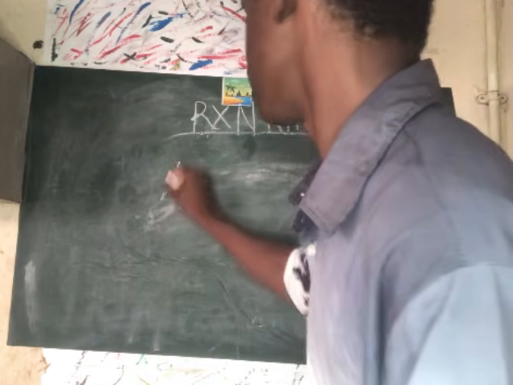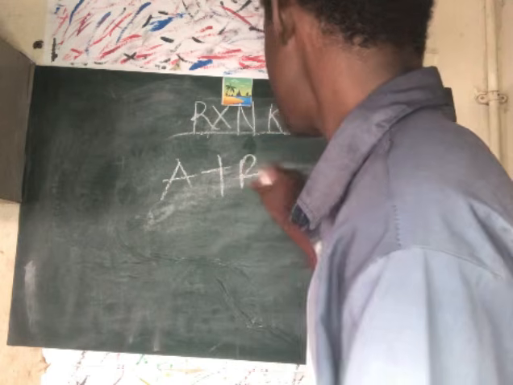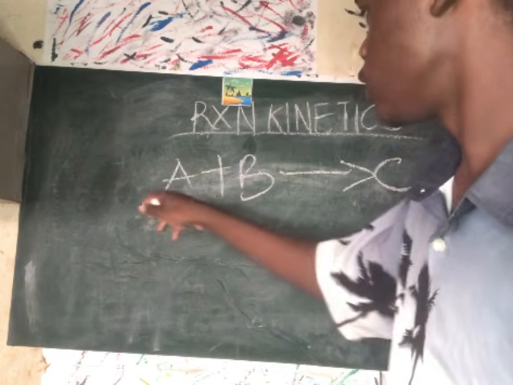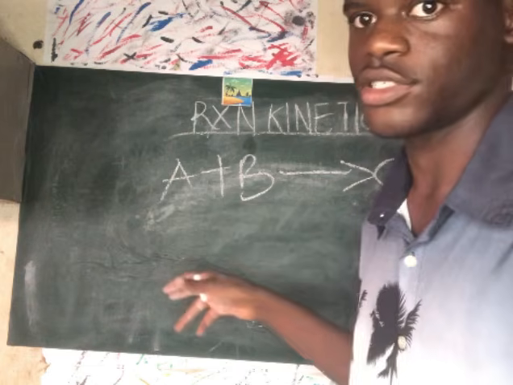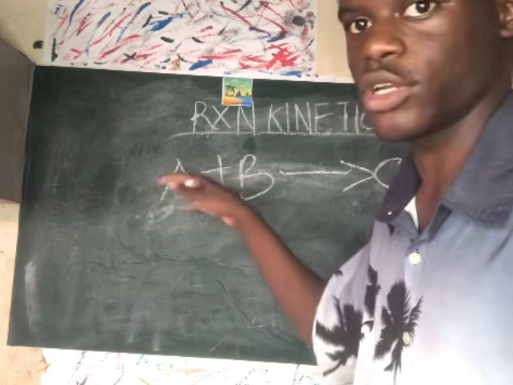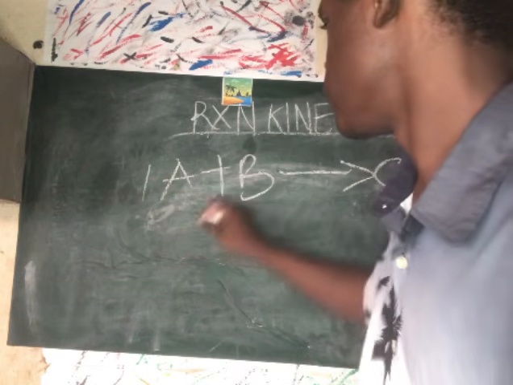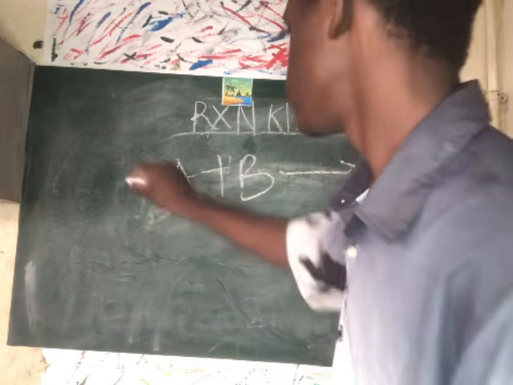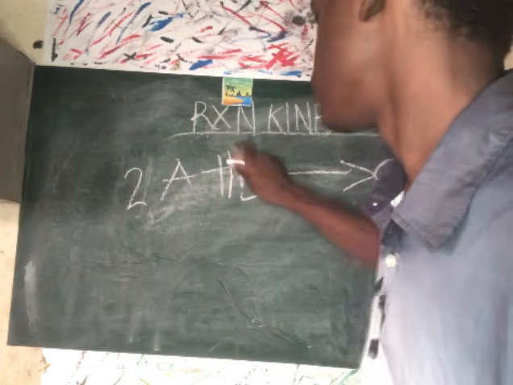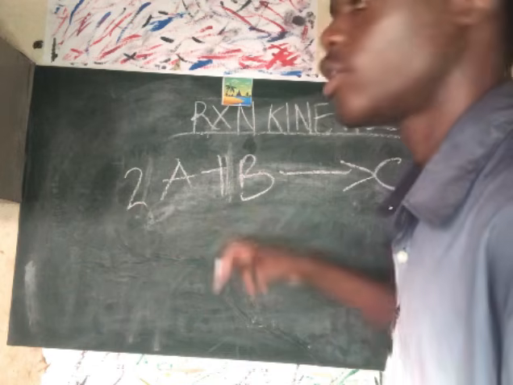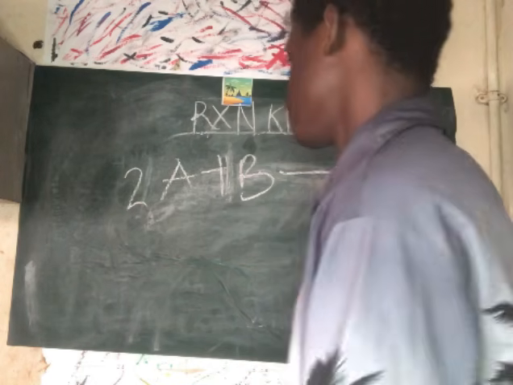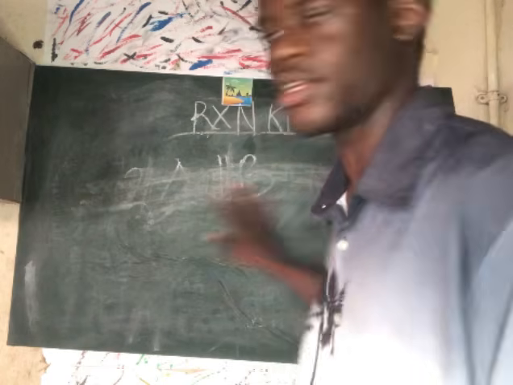You should also know the molecularity of a reaction. If you have A plus B giving C, and you ask for the molecularity, it's just the number of moles of the total reactant. Here is one, and here is one. That's a molecularity of 2, that's bimolecular. Let's say this one is 2A plus 1B. That's 2 plus 1, that'll be 3. That's termolecular.